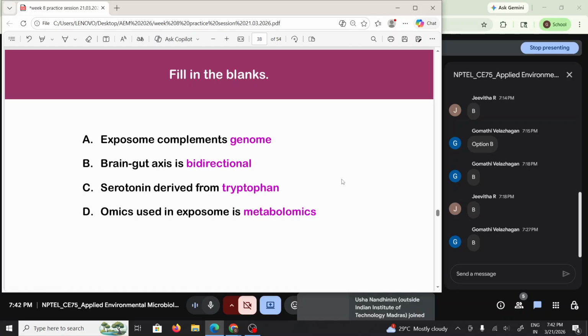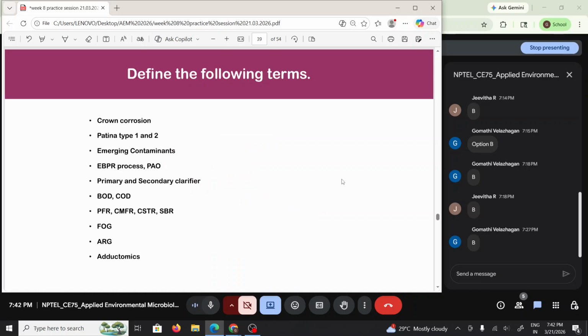Okay, so the exposome complements the genome, and the brain-gut axis is bidirectional. It's not like one directs the other only; it is a bidirectional interaction. Serotonin is derived from the amino acid tryptophan, and the omics study that is used in the exposome is metabolomics. So with that, we have come to the end of the question and answer. In the remaining time, I'll go through these different terms.